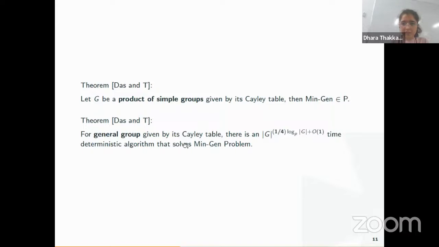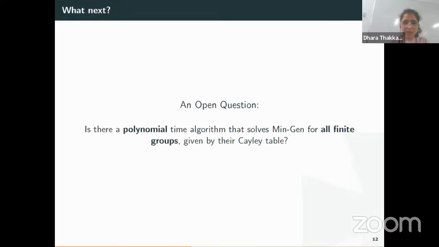So these are the results that we have obtained initially, but the following question was still open: can we design a polynomial time algorithm that solves the minimum generating set problem for all finite groups given by the Cayley table?